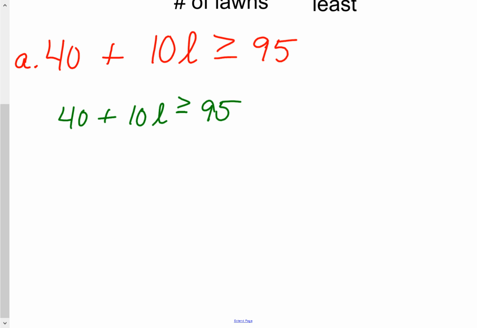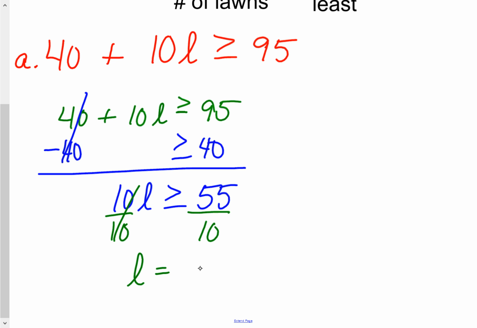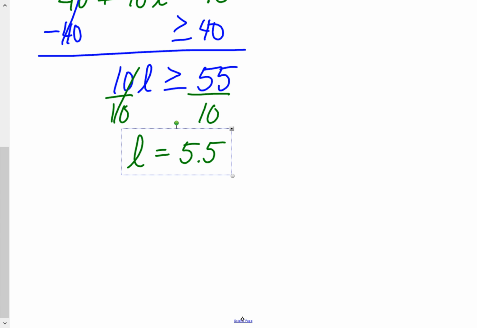Let's start by undoing the addition of our constant. To get rid of our 40, we're going to subtract 40 from both sides. So 10L is greater than or equal to 55. Now to undo the multiplication of L, we're going to divide by 10 on both sides. 10 divided by 10 is 1. So L is greater than or equal to 5.5. Okay, that's my solution.